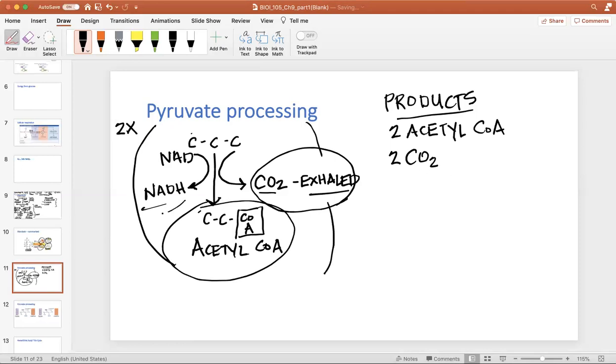And the last important thing that we gain from this reaction are 2 high energy electron carriers. You know it's an electron carrier because we've added a hydrogen. Hydrogens have electrons with them, okay? So this is another high energy electron carrier.